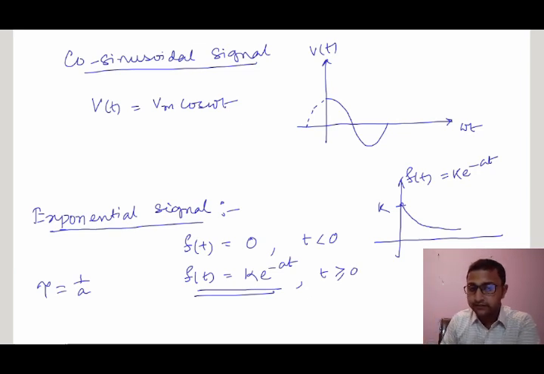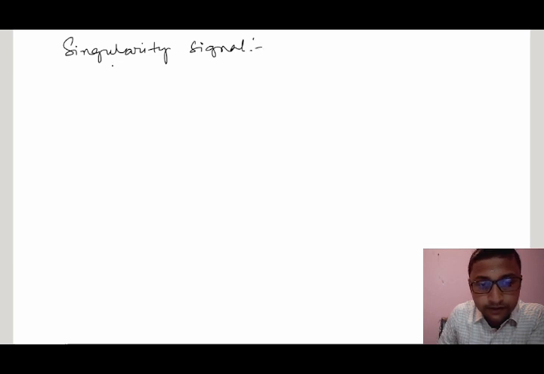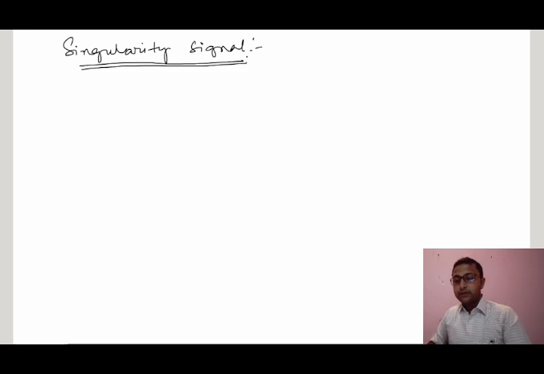Next, apart from the three major categories, continuous, discrete, odd, even, periodic, non-periodic, there are two other categories. The first one is the special signal. Under this category, there are the sinusoidal signal, cosinusoidal signal, and exponential signal. The second category is called the singularity signal, which is very important in this course, circuit theory. Singularity signal means step signal, ramp signal, and impulse signal.